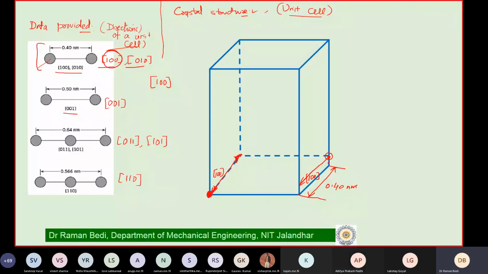The second direction which is given, so I have located 100, the second one is 010. So where is 010? If I take the origin here, it is along the y-axis. So this direction happens to be the 010 direction. It is coming up. It's the y-axis actually.